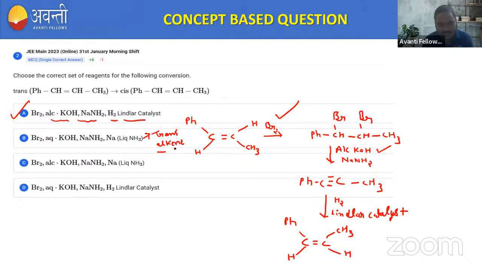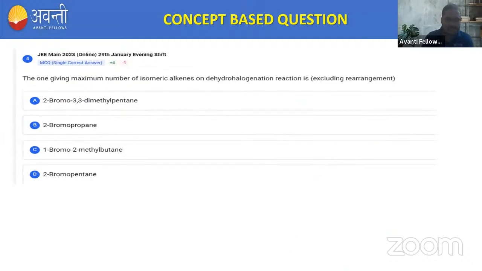So these two things must be clear. Whenever you are using Lindlar catalyst, you will get cis. Whenever you are using sodium in liquid ammonia, you'll get a trans alkene. Okay? So this is how the reaction takes place. So this is the correct set of reagents that we are using. Now move to the next question.